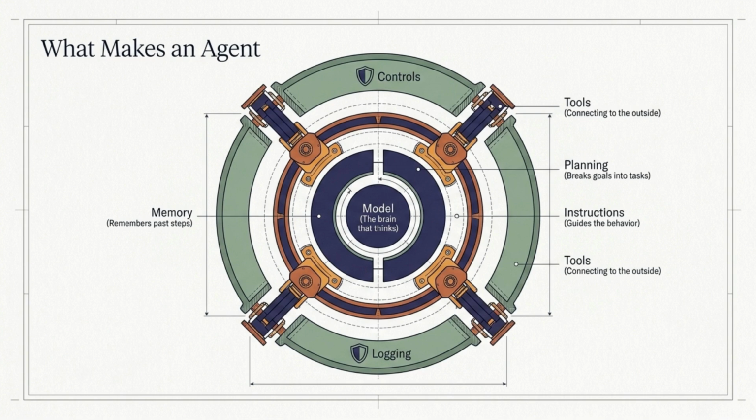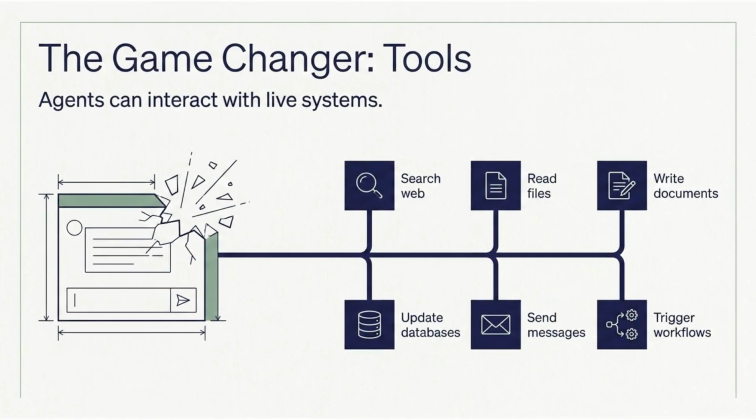An agent usually has several parts. It has a model, instructions, memory, planning ability, tools, controls, and logging. The model thinks. The instructions guide behavior. The tools allow action. The controls and logs help keep things safe and accountable. Tools are what make agents powerful. An agent may search the web, read files, write documents, update databases, send messages, or trigger workflows. Once AI can interact with systems, it becomes much more useful and much more sensitive.